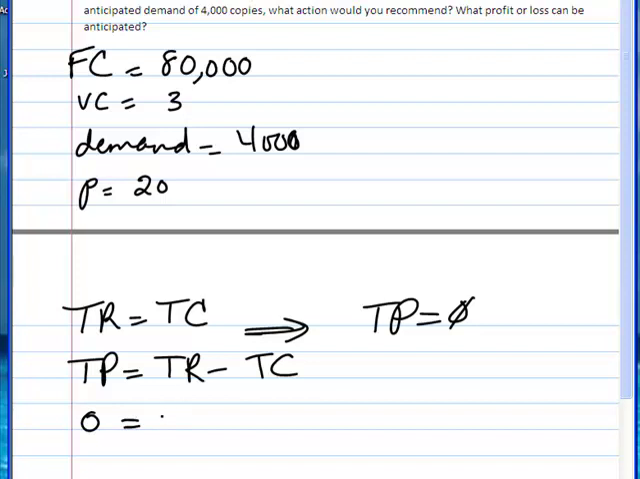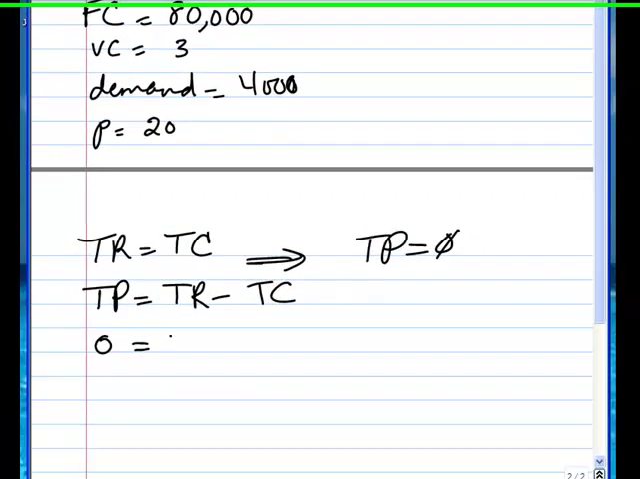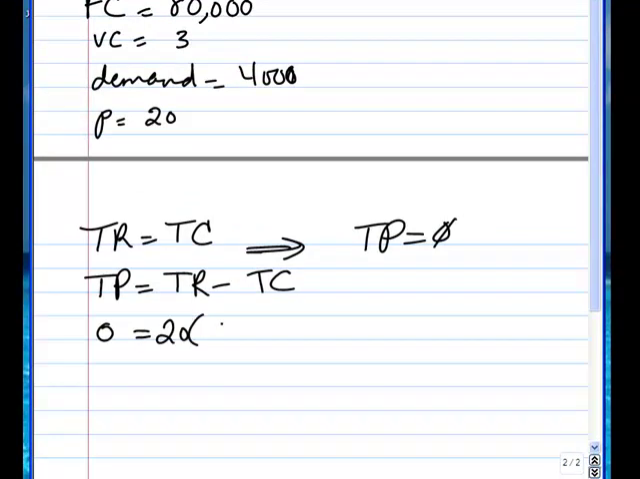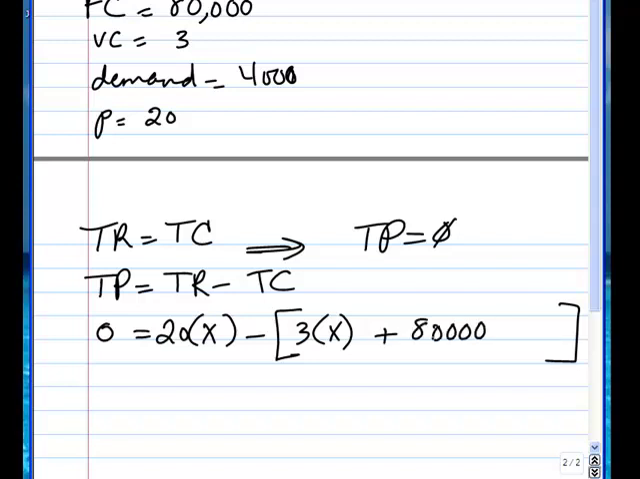Now total revenue is equal to $20 selling price times X, our break-even point that we're trying to solve for, minus total cost. Always open brackets for total cost. We have $3 variable cost times the quantity, and total cost also includes $80,000 of fixed cost. Now this will be 20x minus 3x minus $80,000.